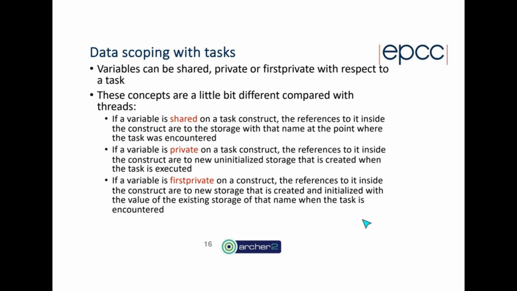The data scoping with respect to the tasks can be different to the data scoping with respect to the threads in the parallel region that are generating them. Private is quite straightforward. Private on a task means that the reference to it inside the construct is to new uninitialized storage that gets created when the task is executed. So that's a new private copy. It just exists for the duration of the task and then disappears afterwards.